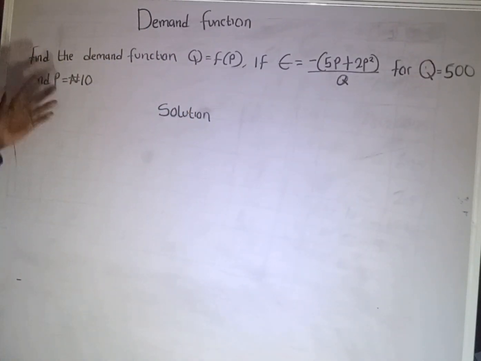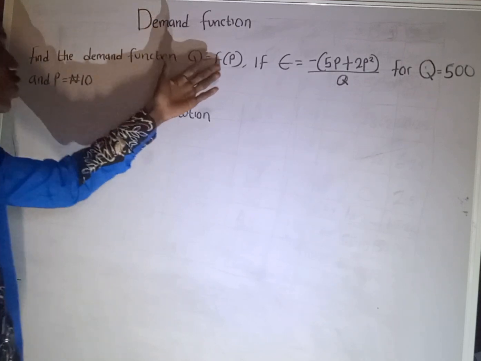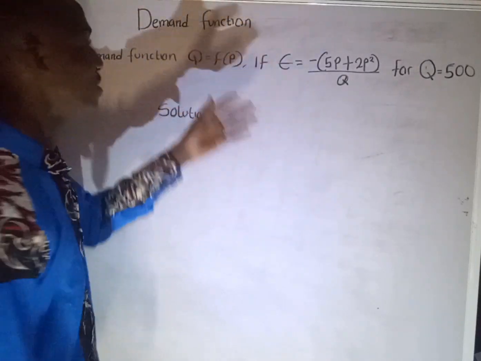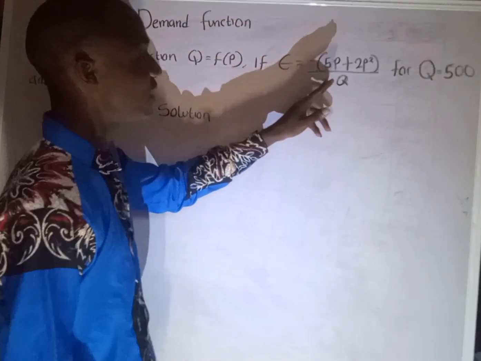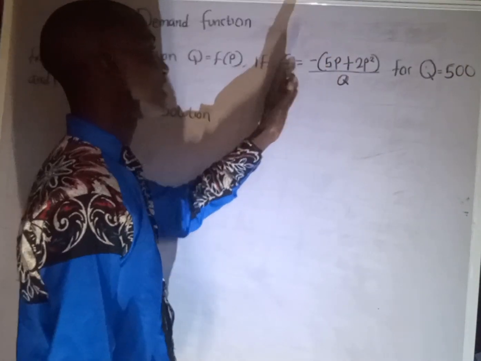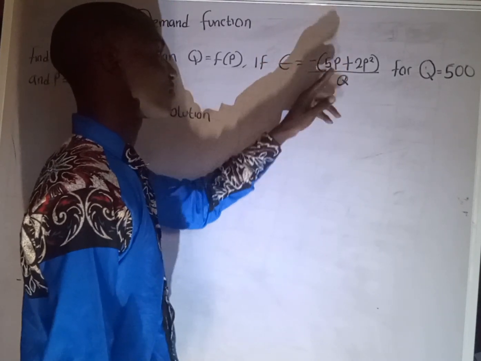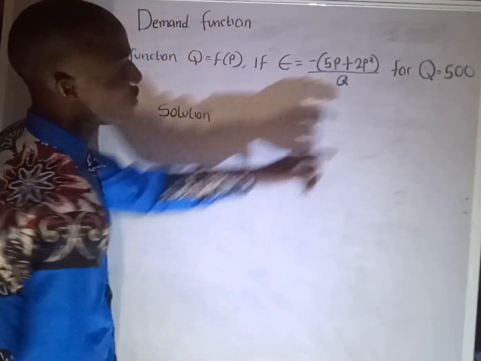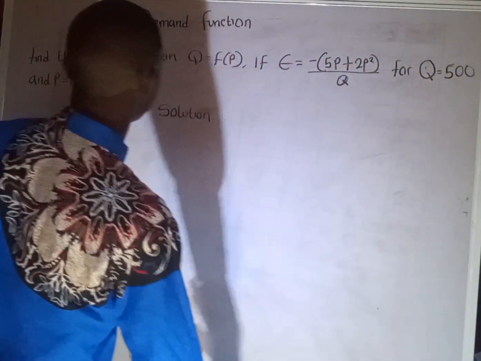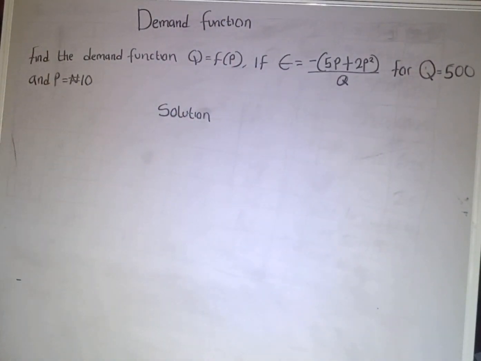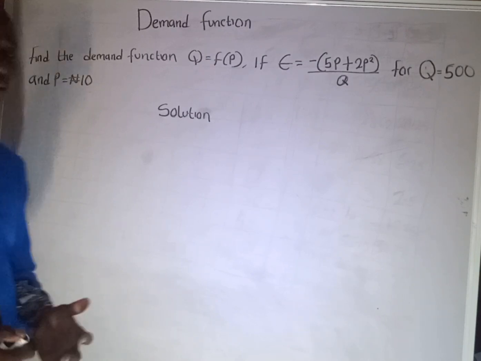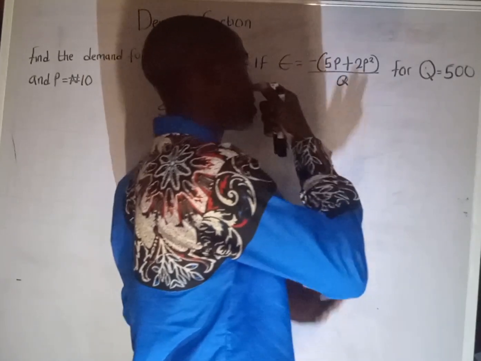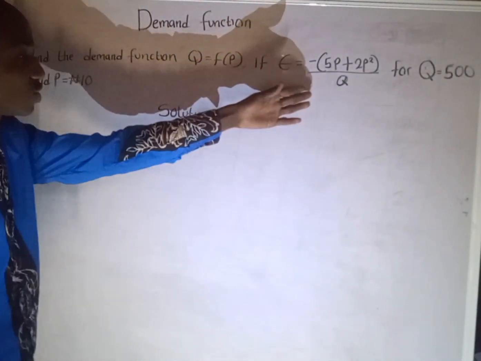The question goes thus: find the demand function Q equals a function of P, as I told you the other time that quantity demanded is a function of price, if the elasticity of demand is minus into bracket 5p plus 2p squared all over q, for q equals 500 and p equals 10 naira. Don't forget that the elasticity of demand shows the degree of responsiveness of the quantity demanded to price. That is the equation that is given to us.